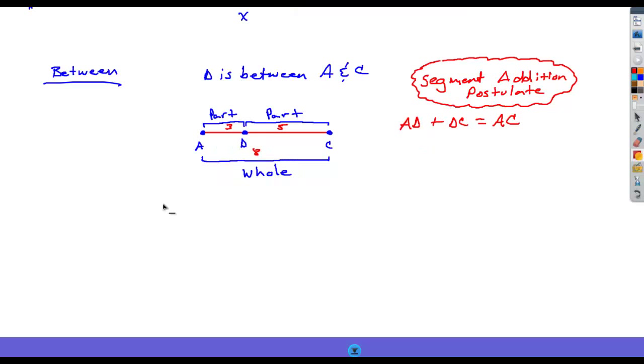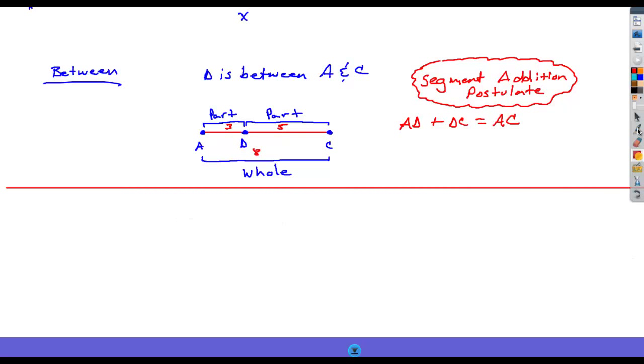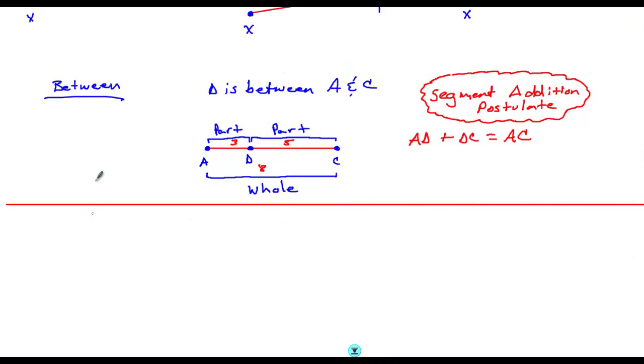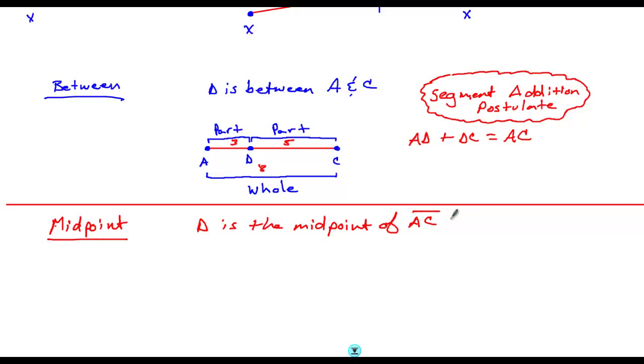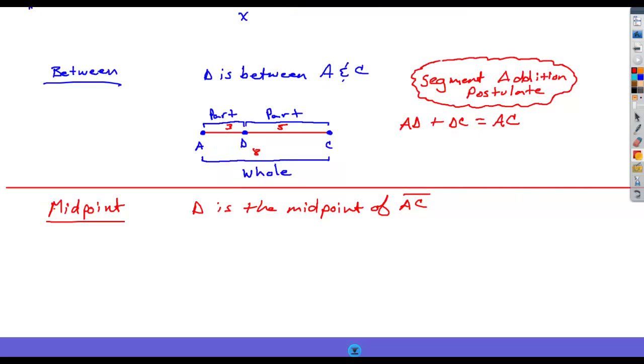I said there were two things left. That was one of them. So I'm going to separate these two with a line here. That was between, the concept of between. This is the concept of a midpoint. You may see something written like this: D is the midpoint of segment AC. So let's draw what that looks like.